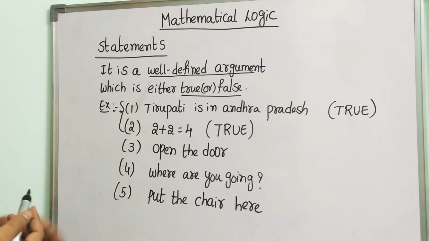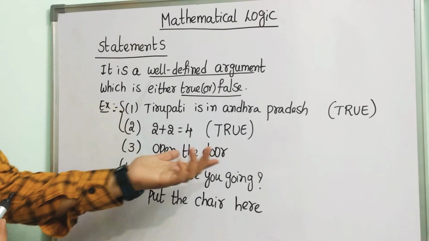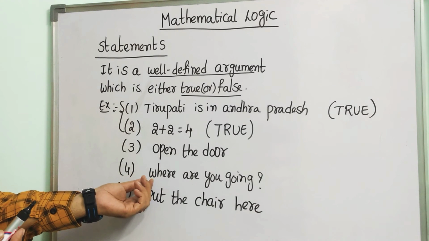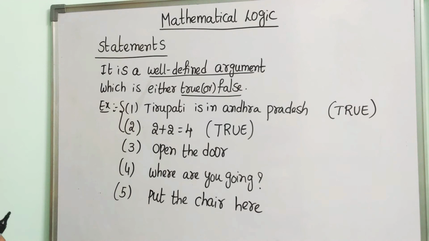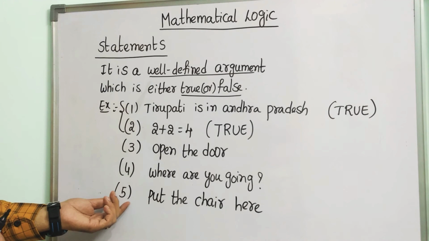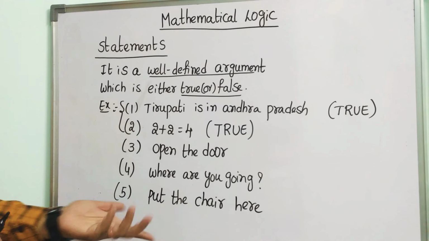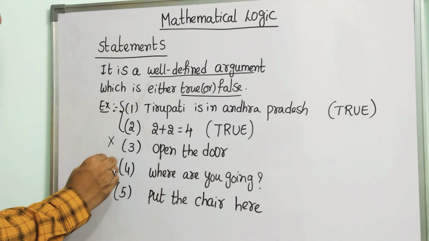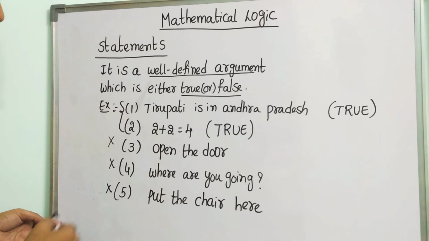Whereas if you consider 3, 4, 5, okay, so third one is open the door. Open the door is a command or request, okay. So next, fourth one, where are you going? It is a question. Okay. Next, fifth one, put the chair here. Again, it is a command or request. So third one is not a statement, fourth one is not a statement, and fifth one is also not a statement. Okay. So this is how we can define a statement.